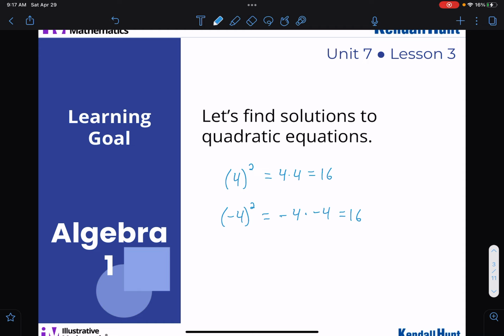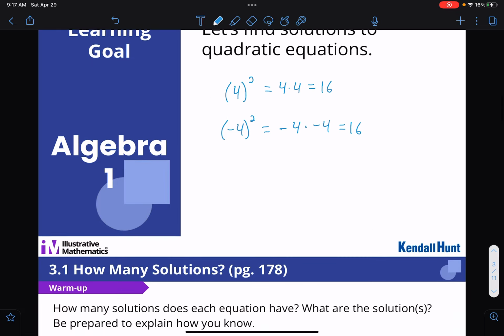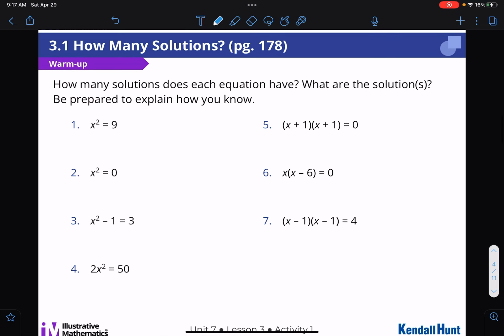So we have two input values there, right? 4 and negative 4, that when I square them, I get the same output value of 16. That's going to be a big concept as we start to look at these quadratic equations. So, checking out this warm-up, I've got 7 different quadratic equations here. And we're going to determine how many solutions each one has and what those solutions are.